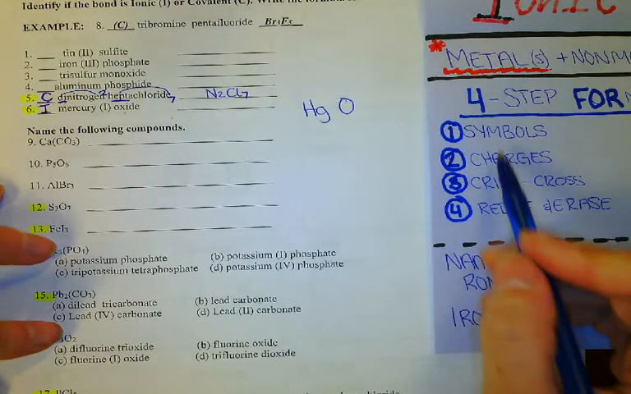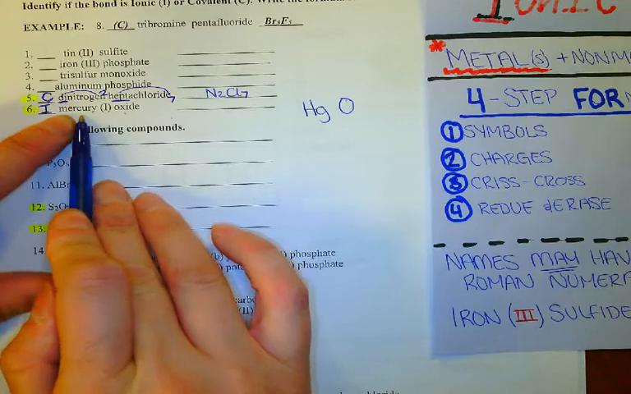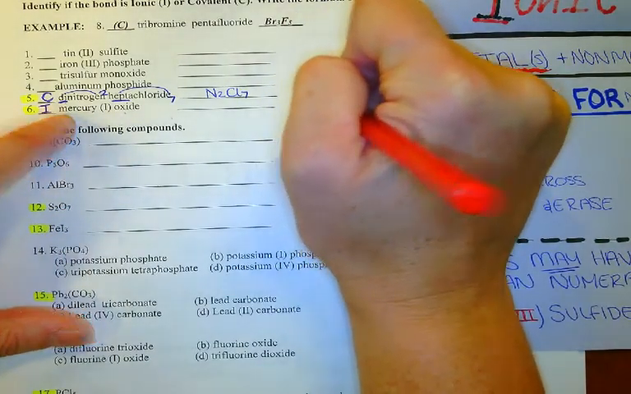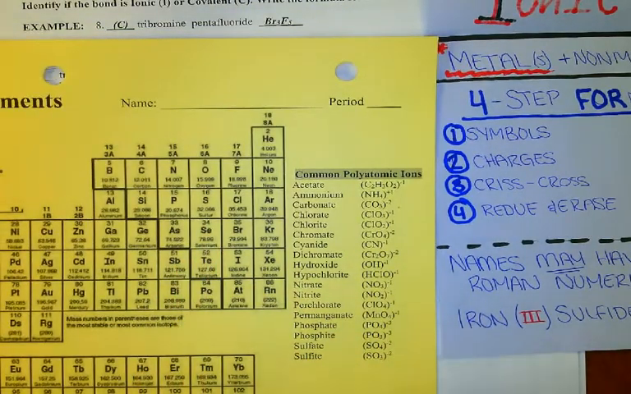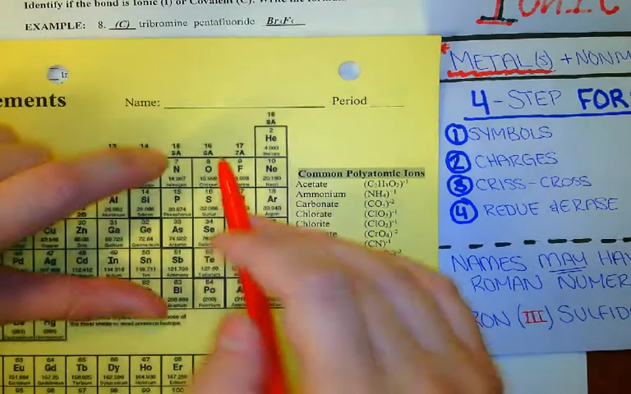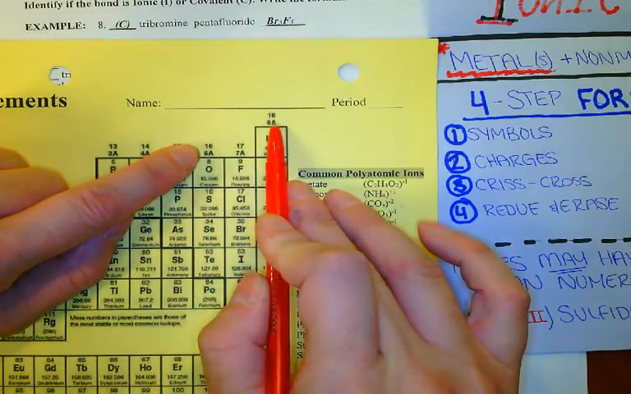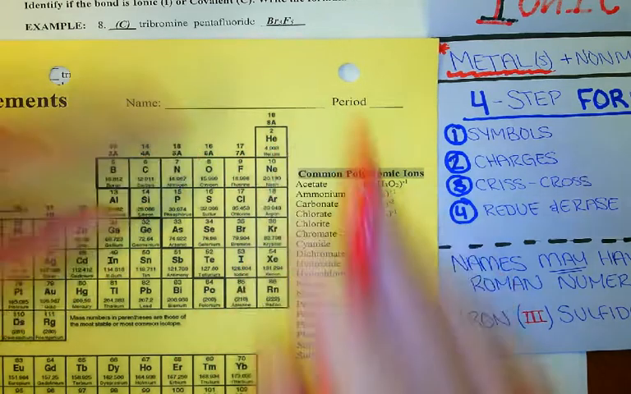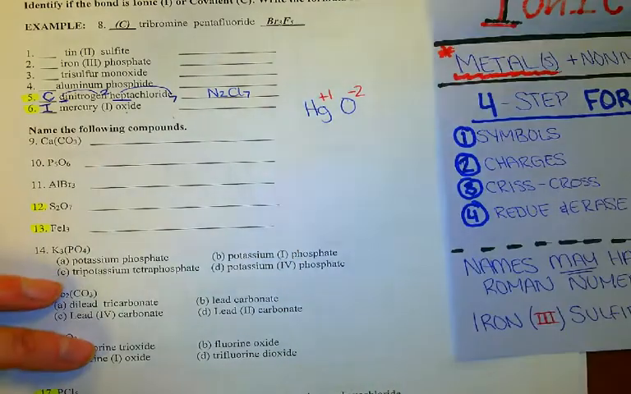That's step 1, symbols. Step 2, charges. We wouldn't know mercury, but I told you in the name: mercury making a 1 charge. And oxygen is a nonmetal. Nonmetals need negatives. So oxygen would need 2 more negatives to be like family 8, like the royal family. So it would need 2 negatives like that.